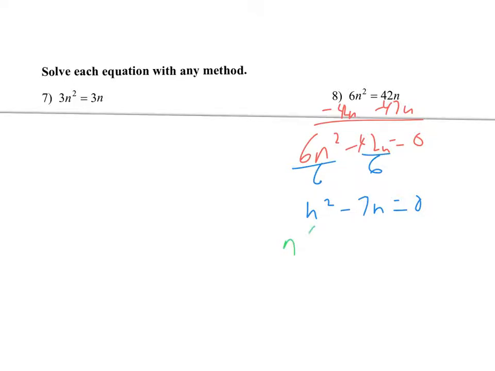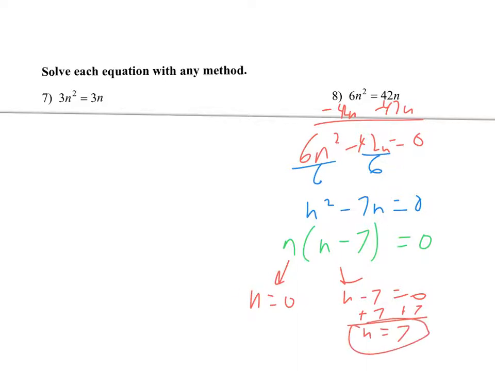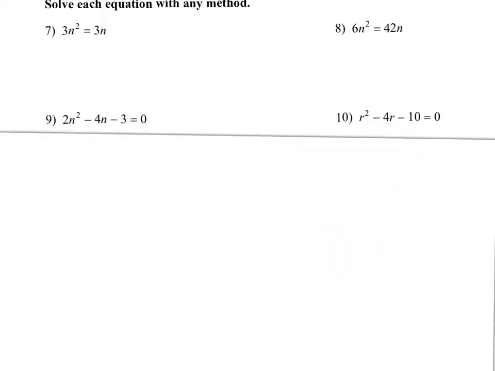And now I'm going to factor out an n. I'm going to do a GCF here, so that's going to look like that. And then I can split these up, so n equals 0 and n minus 7 equals 0. So I'm going to add the 7 over, so n equals 7, and n equals 0. All right, next up, number 10.